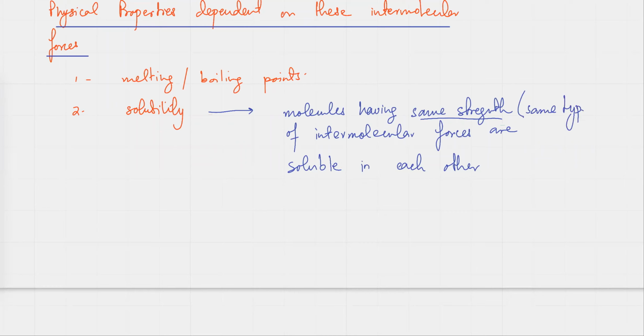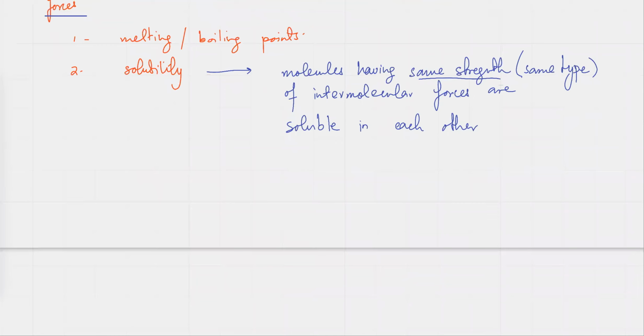The important point is that 2 molecules, if they have the same strength of intermolecular forces, the same size of slight negative, slight positive charges on them, then they're going to mix with each other. And I'm going to show you how. For example, ethanol and water, they mix. The reason they mix is that ethanol molecules are able to attract water molecules.